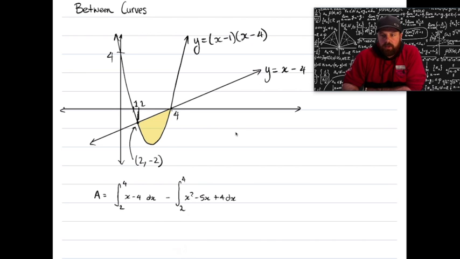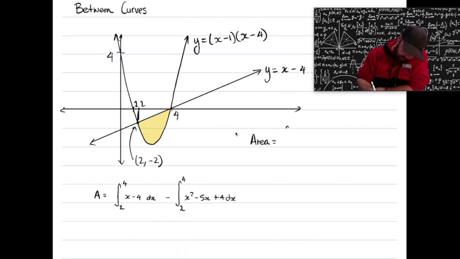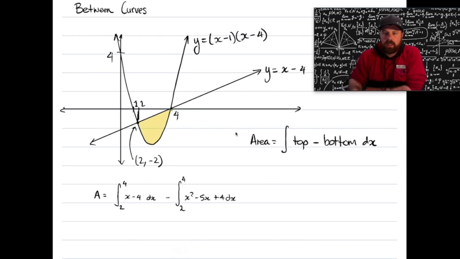And I'm going to tell you right now that it doesn't matter where your curves lie, the area between curves is always equal to the integral of the top minus the bottom, with respect to x. It is always going to be that way, no matter what situation we have. Let's have a look at why that's going to be the case with this example here.